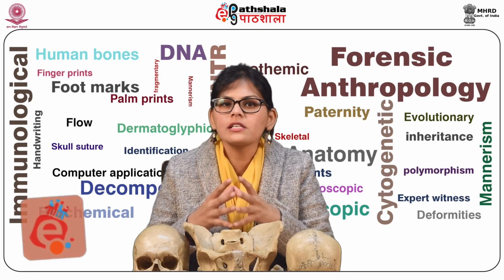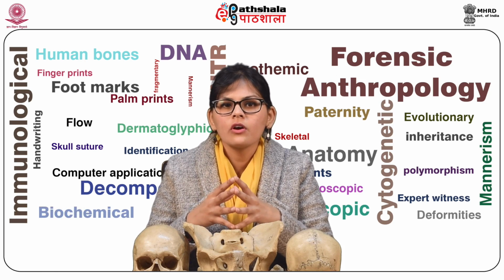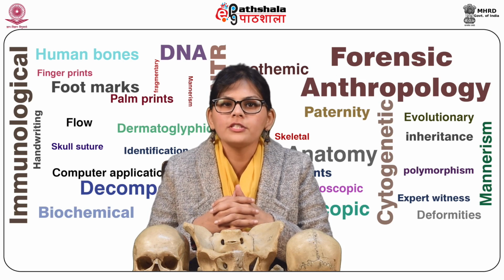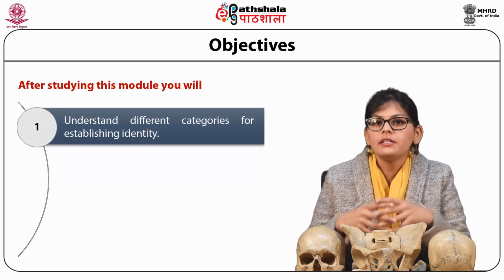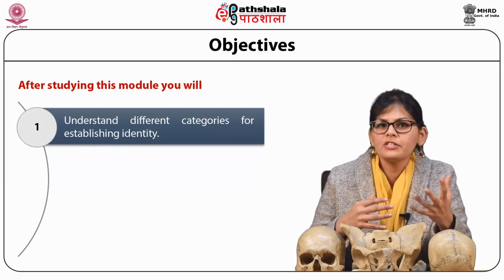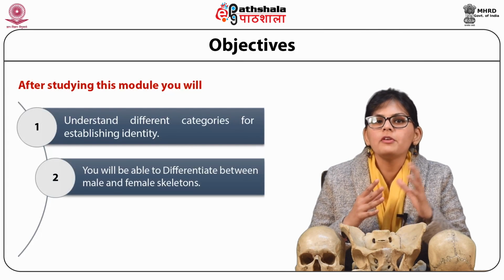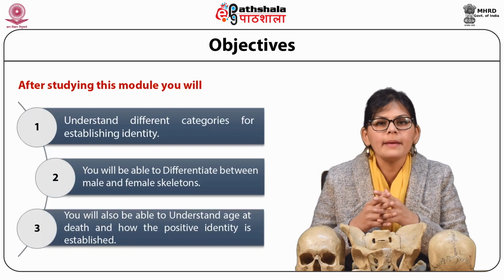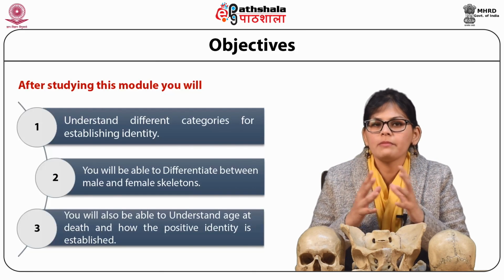Today I am going to discuss the module Study of Fragmentary or Burnt Bones for Establishing Identity under the Forensic Anthropology paper. After studying this module, you will understand different categories for establishing identity. You'll be able to differentiate between male and female skeletons. You will also be able to understand age at death and how the positive identity is established.